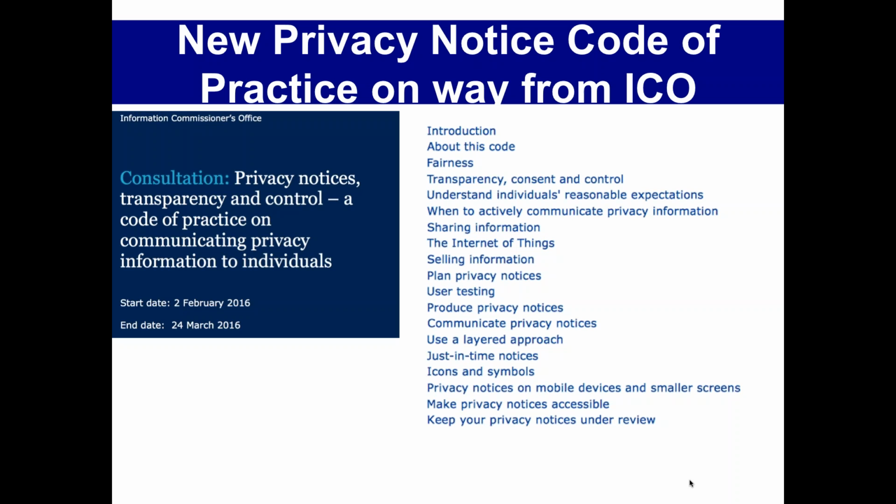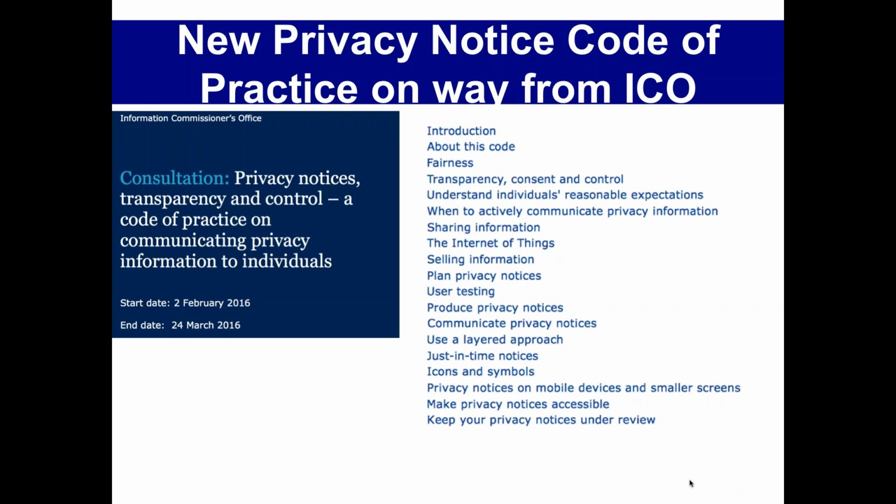So you can see here there's headings around the Internet of Things, the idea that more and more gadgets are connected to the internet these days, and of course that means there's implications in terms of where data is going, people who can access that data, and chapters on selling information, chapters on how you go about this. Now, bearing in mind that GDPR requires information to be communicated in a succinct manner, one of the tools that the GDPR talks about is the use of icons and symbols, and you can see that there's a chapter heading on that within this code.